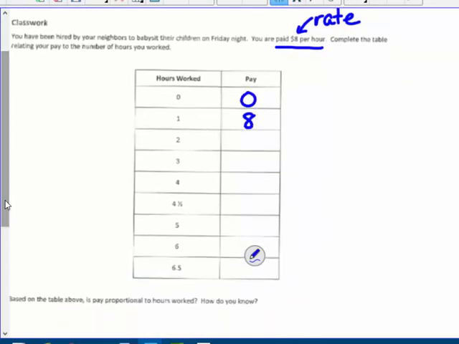$8 per 1 hour, so 2 hours, 2 times 8 would be 16. 3 times 8 would be 24. 4 times 8 would be 32. 4.5 times 8 would be 36. 5 times 8 would be 40. 6 times 8 would be 48. And 6.5 times 8 would be 52.